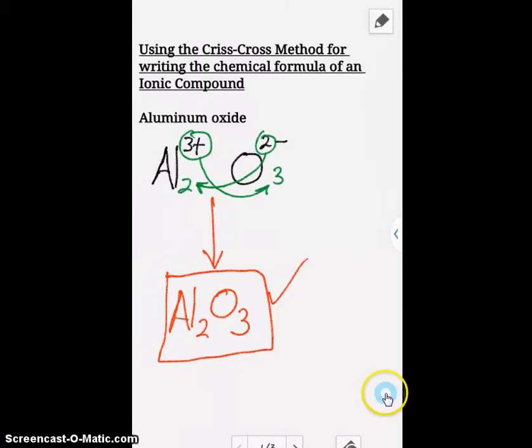Hey, sorry if there was just a mistake in the video. Let's try that again. So here's the first example, aluminum oxide again.